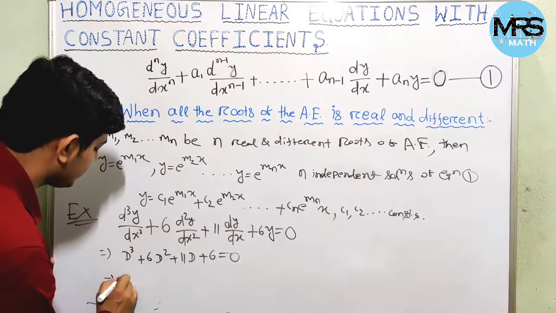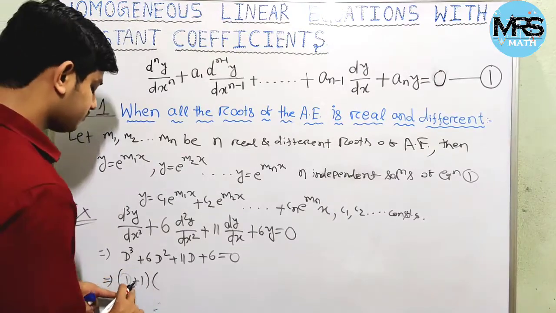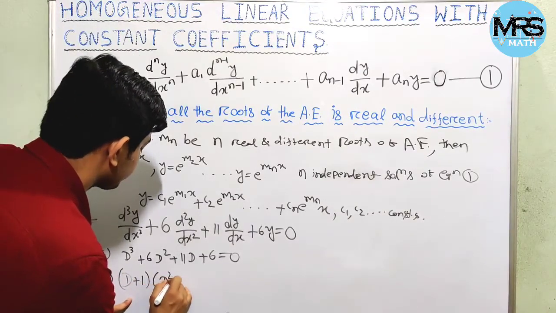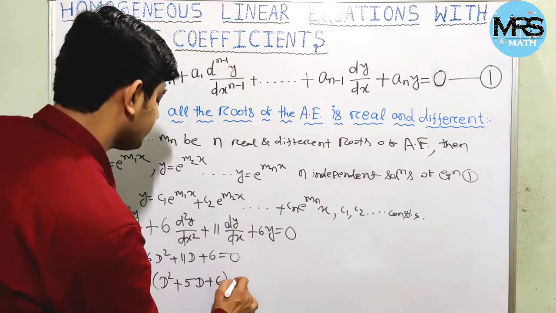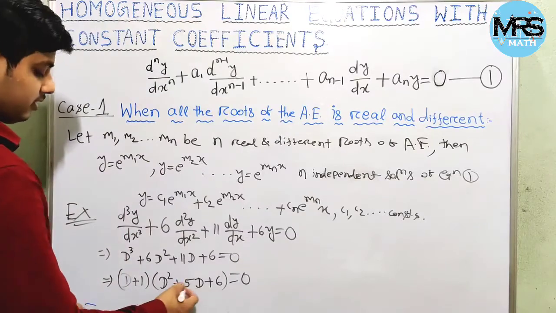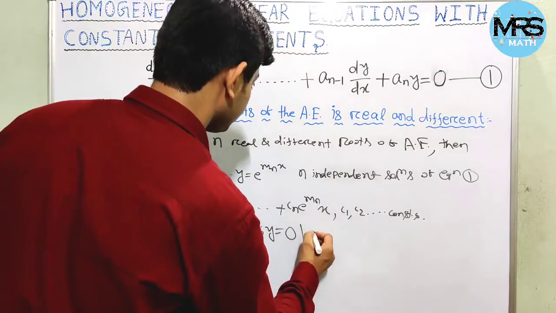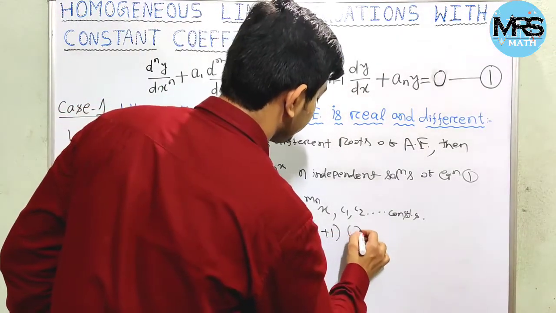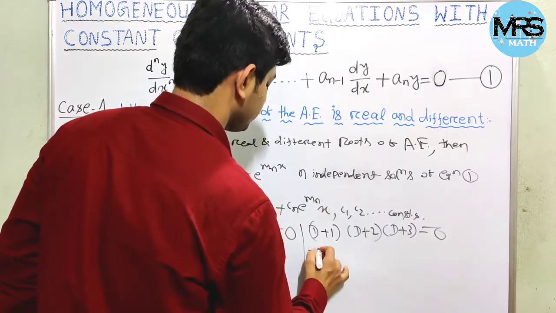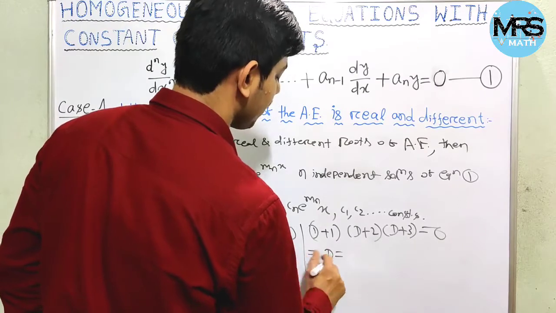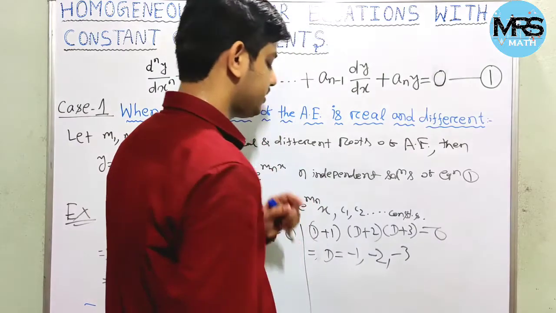So we can write one factor, that is d plus 1. Again here we can write d square plus 5d plus 6 equal to 0. If we factorize this again, we get d plus 1 into d plus 2 into d plus 3 equal to 0. So the roots are d equal to minus 1 is one root, then minus 2 is another root and minus 3 is another root.